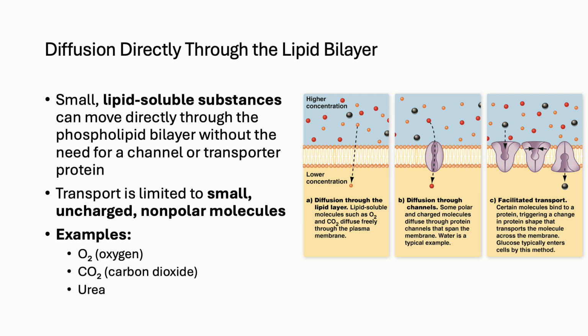This direct diffusion is efficient and requires no protein or energy, but it is limited to molecules that can dissolve in lipids. Large molecules, ions, or polar substances cannot cross this way, since they are repelled by the hydrophobic core. Despite its limitations, direct diffusion is critical for processes like gas exchange in the lungs and tissues. Without it, oxygen cannot reach the mitochondria to fuel ATP production, and carbon dioxide would accumulate to toxic levels.